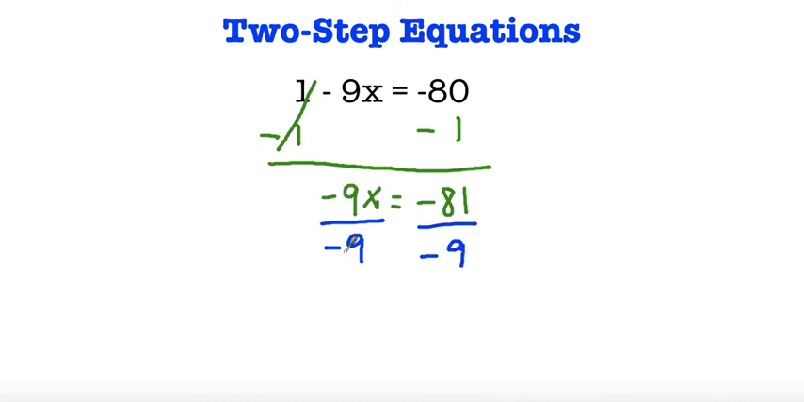So -9 divided by -9 is 1. Again, you don't have to write 1x. You could just write x. -81 divided by -9 is just 9, so x is equal to 9.